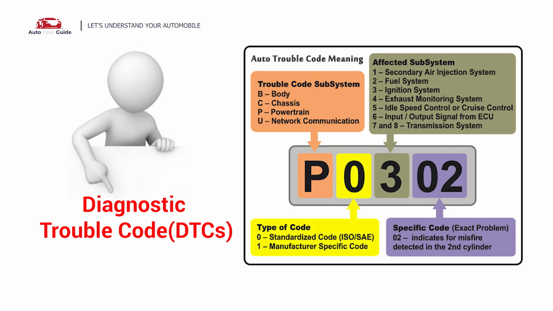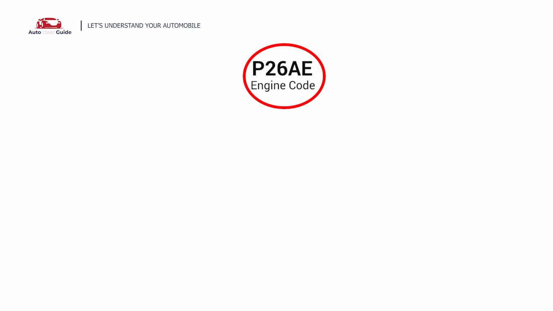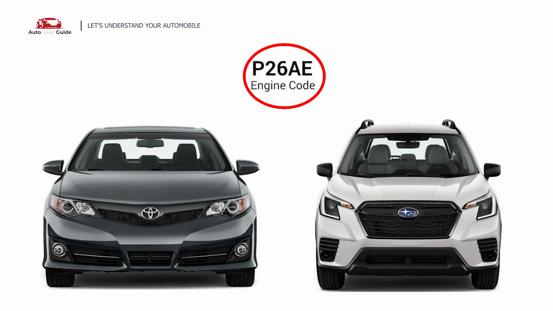Each DTC code corresponds to a specific issue in your vehicle. This error code occurs in any OBD2-equipped vehicles, especially those manufactured from 1996. It is commonly found in vehicles like Toyota and Subaru.